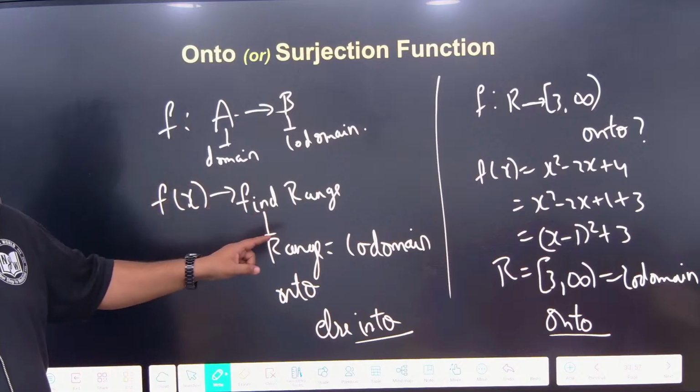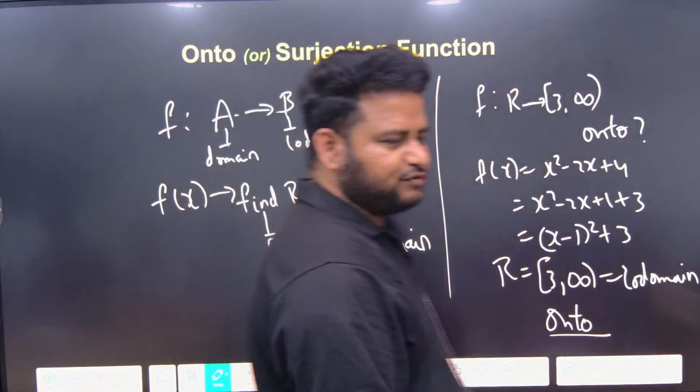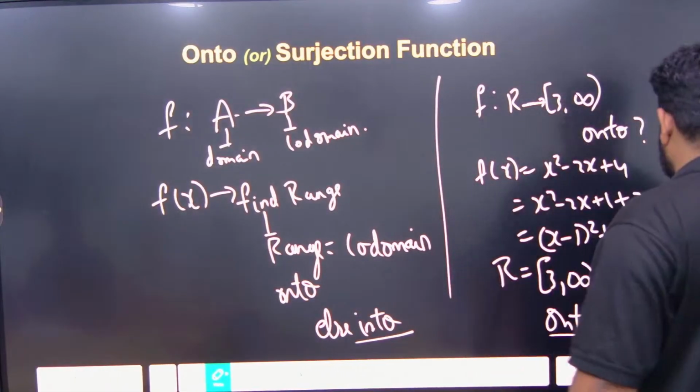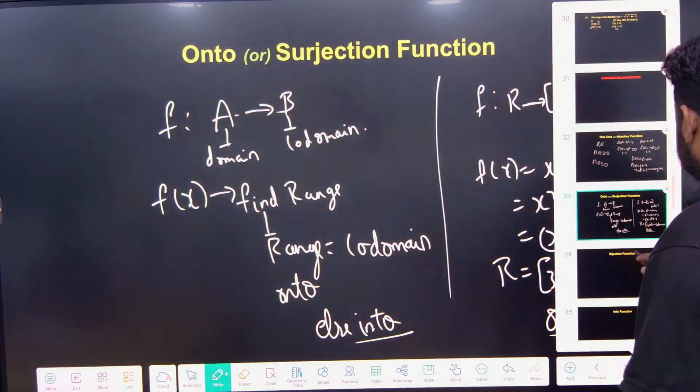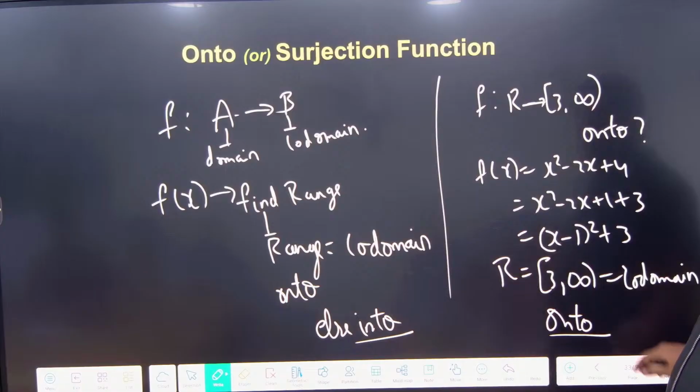So the range should be equal to the codomain. Then it is called onto. Otherwise we call it into. If it is not 1 1, we call it many 1. Clear? Written everyone? Can we go to the next thing?